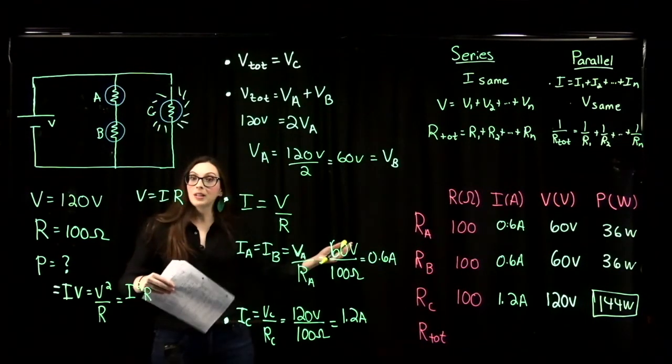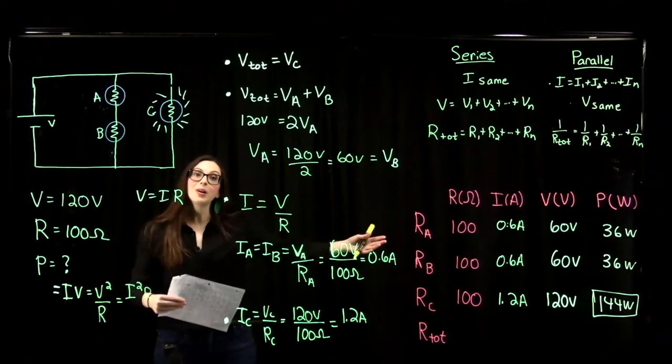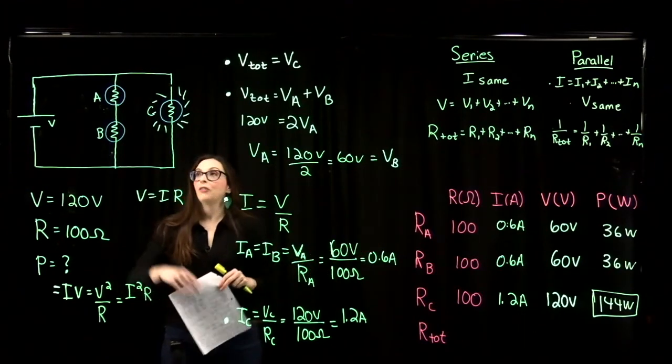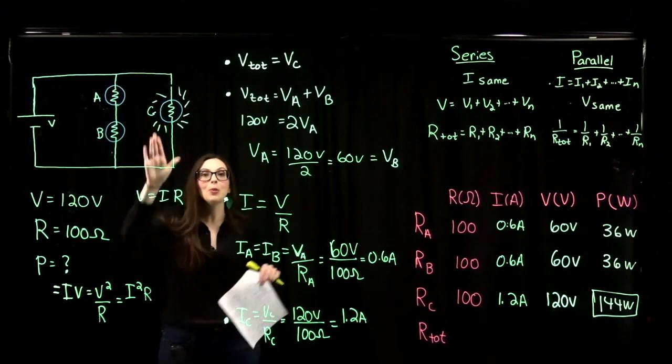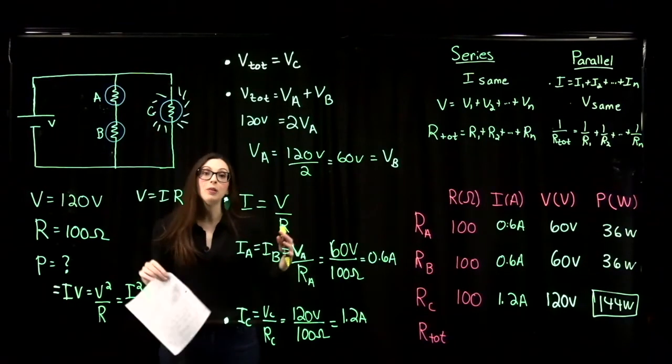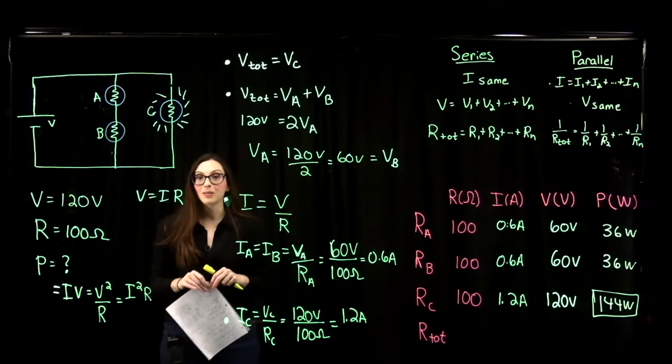We see that bulb C actually dissipates 4 times the power of either bulb A or B. So bulb C here is our one that's going to burn the brightest. It's going to dissipate the most power.